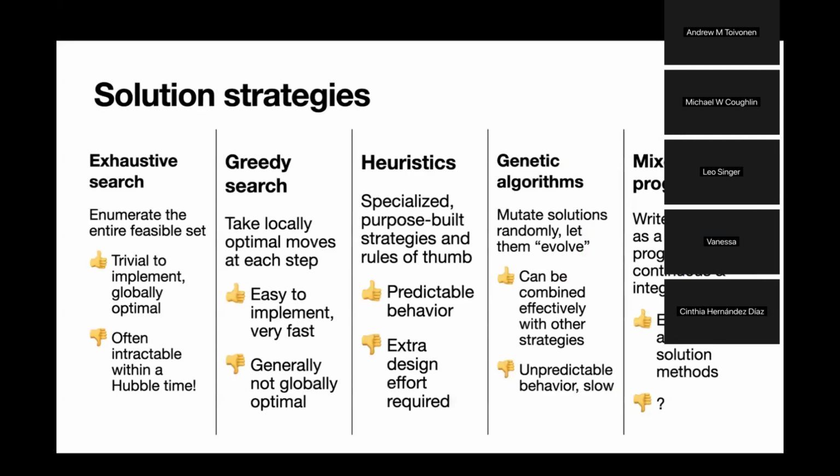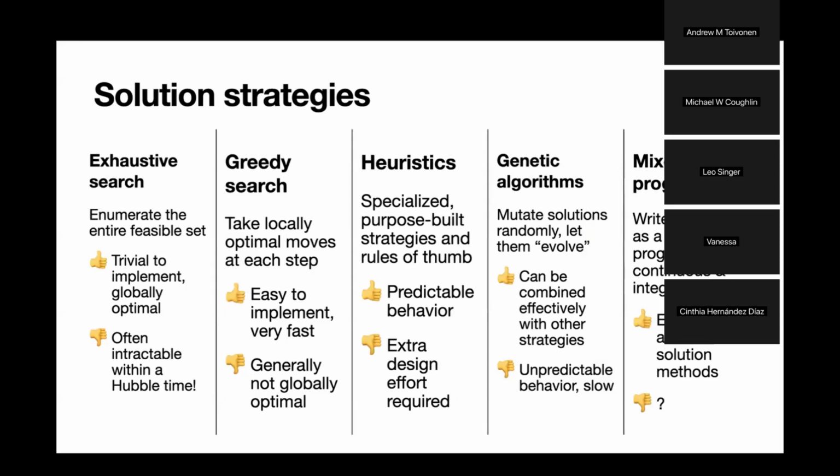So there are, broadly speaking, at least these five different solution strategies for scheduling problems. There's exhaustive search, where you enumerate and check each possible solution. It has the advantage that it's trivial to implement. It has the disadvantage that we can't complete an exhaustive search even for ZTF within a Hubble time.